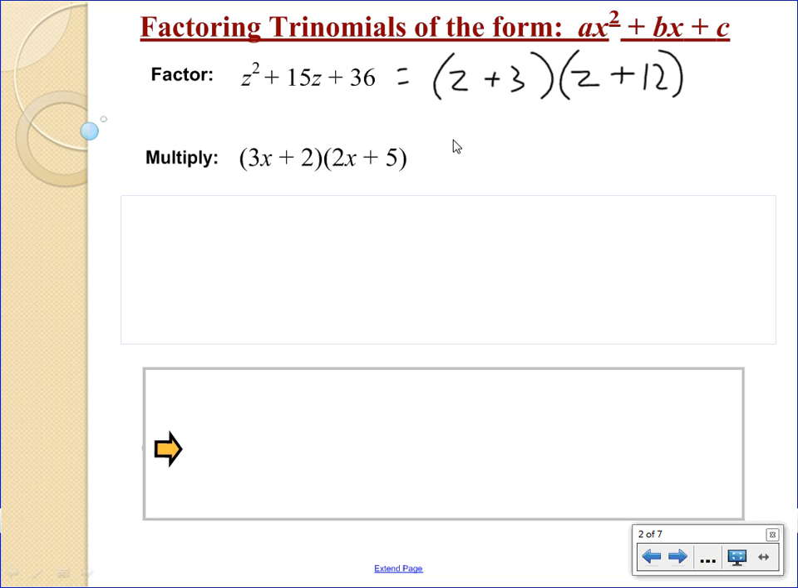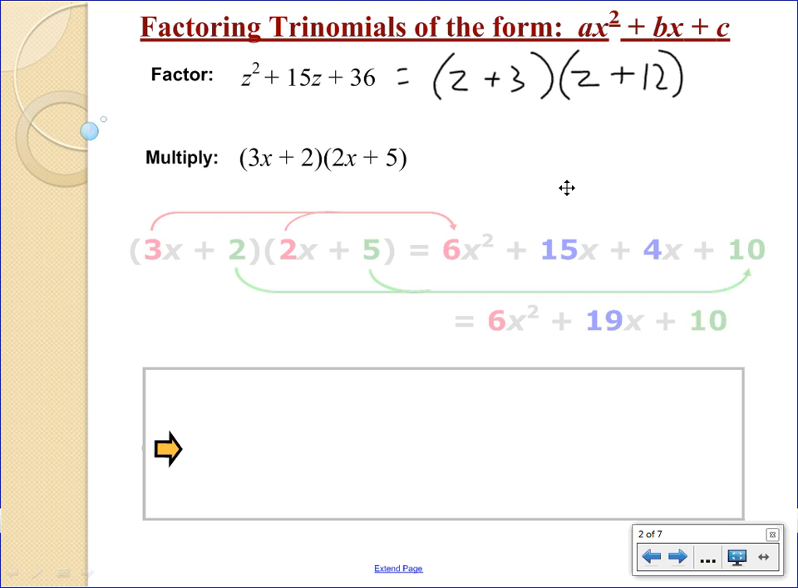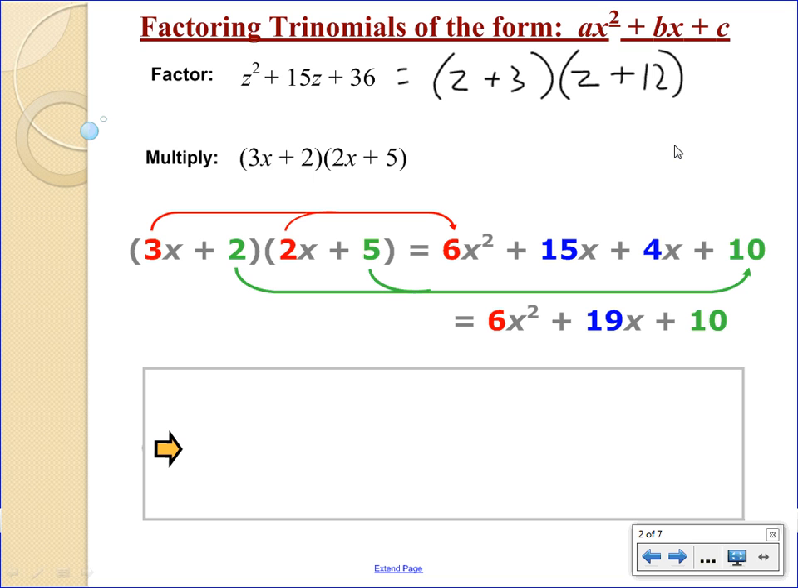All right, hopefully you have multiplied those two things together. And what did you get? Hopefully you used FOIL, or maybe old school, or maybe repeated distribution. And what you should have gotten was, at least initially, 6x squared plus 15x plus 4x plus 10. And then, of course, those middle terms, as quite often is the case, combine to give you a plus 19x. That should be what we get, right?